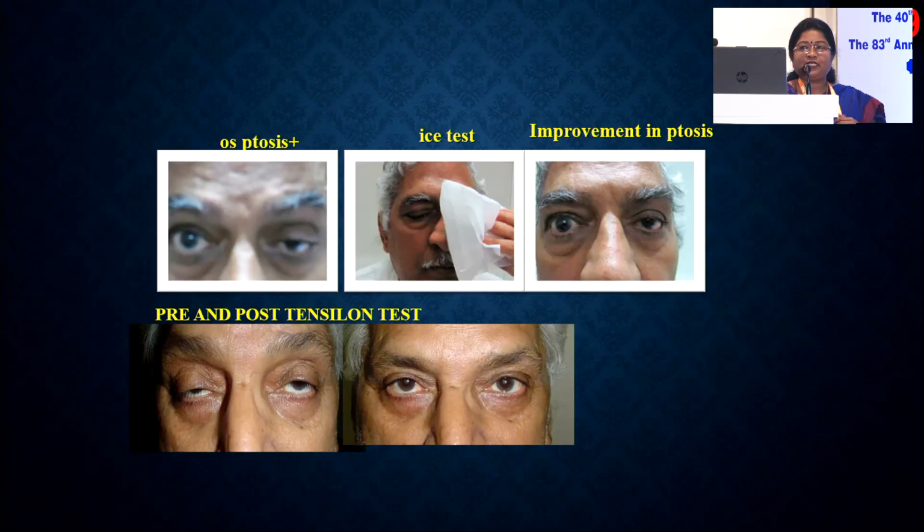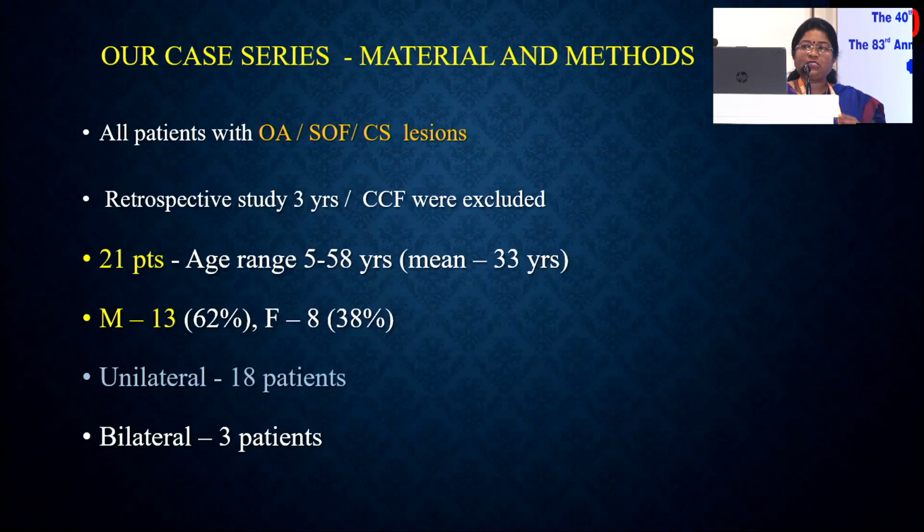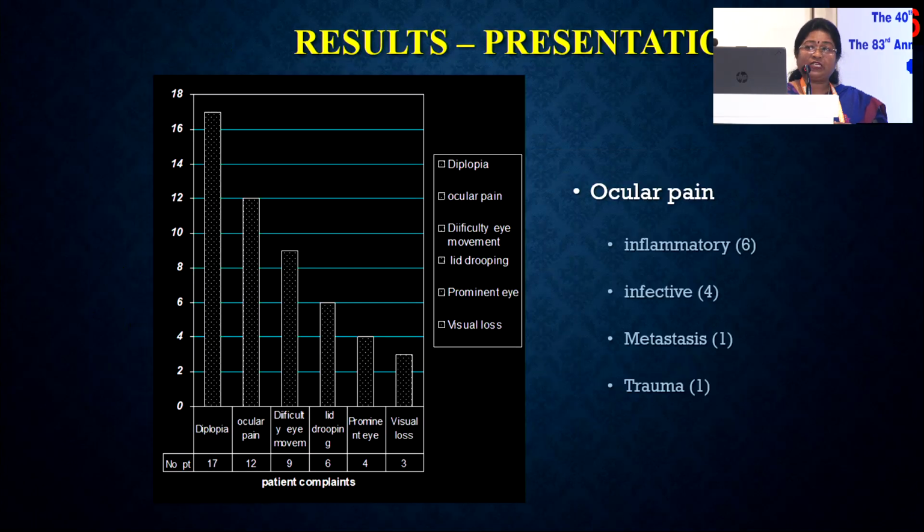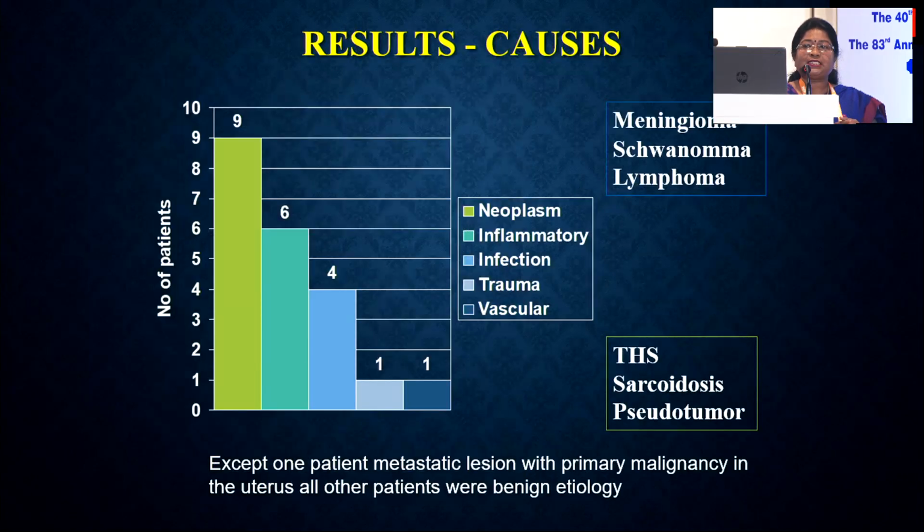And as the previous speakers have already highlighted, ocular myasthenia gravis is a great mimicker. So it can happen in any form, so watch out for that. We also did a short case series of our group where we found that most of them were unilateral, inflammatory conditions, infective, followed by metastasis and tumor.